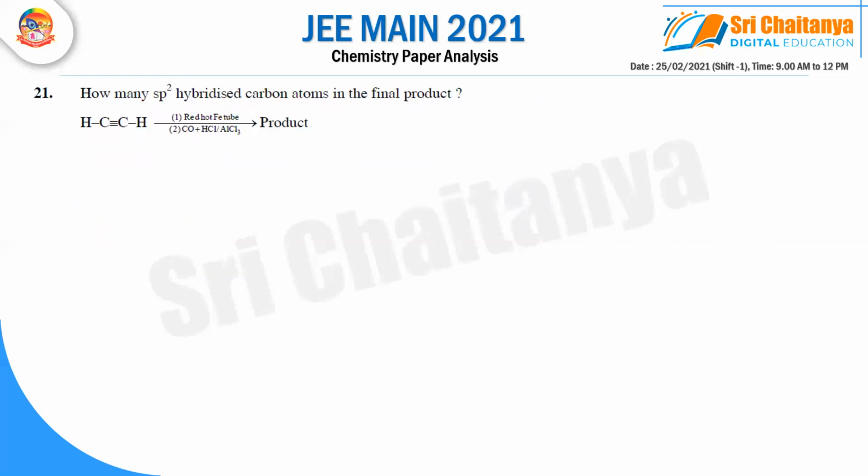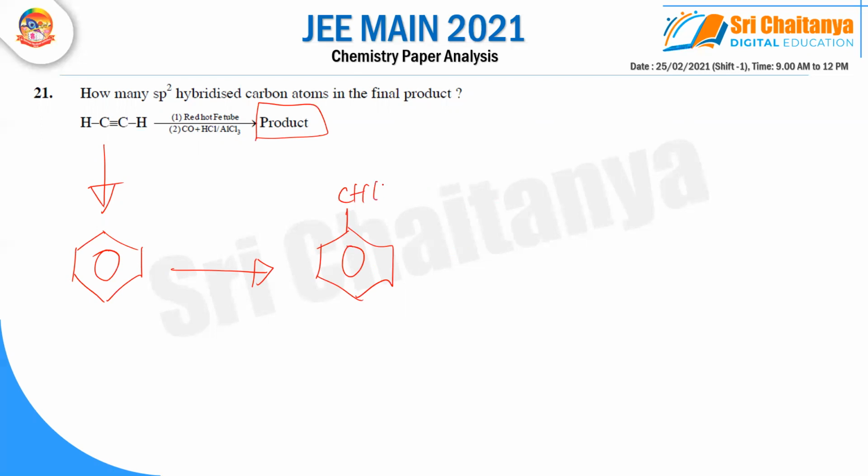Next, we have sp2 hybridized carbon in the final product. So we need to know about the reaction. First is an aromatization process. Acetylene will get converted into benzene. And then we have CO, HCl and AlCl3. This is like hydroformylation. You're going to get a CHO group here. So you need to count the number of sp2 hybridized carbon atoms: 6 in the ring, 1 outside, total is 7.